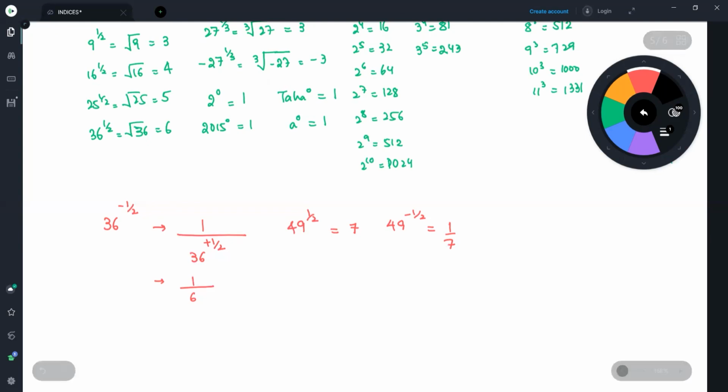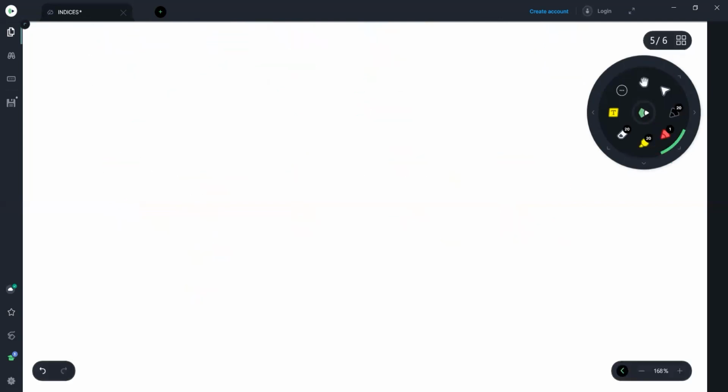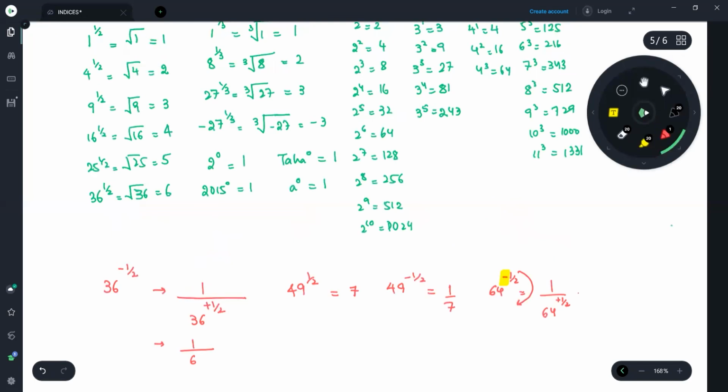One thing that all of you are troubling me with: 64 to the power minus 1 upon 2 is actually 1 upon 64 to the power plus 1 upon 2. When I take this down, the sign of the power changes only. The power is not reciprocated, only the sign changes. And then from this point onwards, it's going to be 1 upon the square root of 64, and that's going to be 1 upon 8. Yes or no?